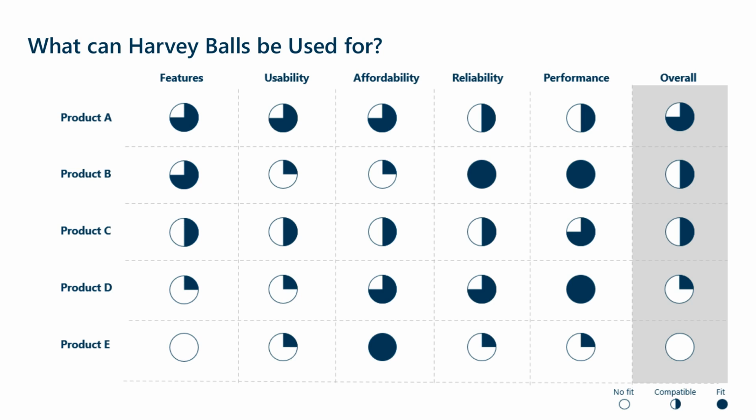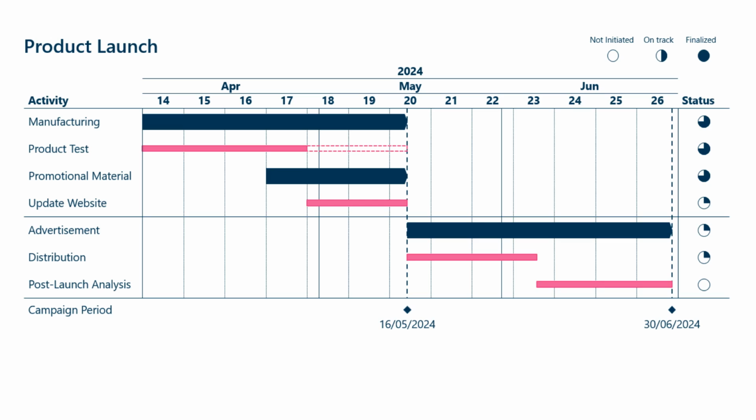In a second example, I have made a Gantt chart of a product launch with multiple tasks that need completion. The Harvey balls can be used in this Gantt chart as a way to show how far from completion the task is. In this way, it gives a simple indication of the state of a project. Pretty smart, huh?